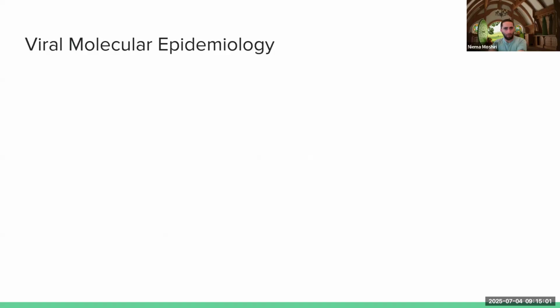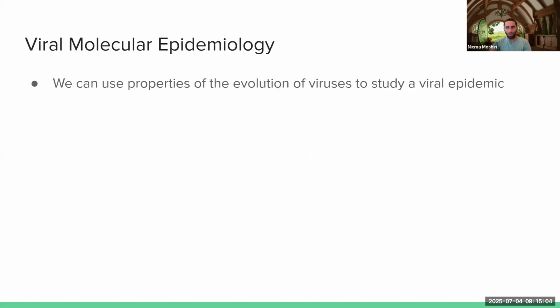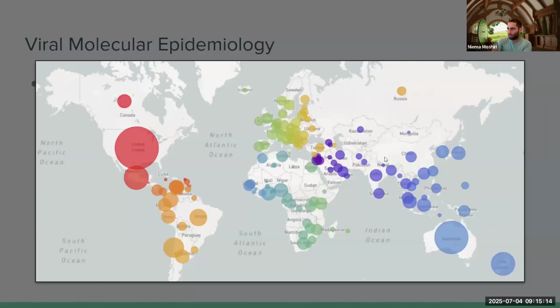So to summarize viral molecular epidemiology, we can use the properties of the evolution of viruses to study a viral epidemic. So we might answer questions like, how did the virus spread across communities or across the world? This is a screenshot from a tool called NextStrain, which is where a lot of COVID sequences were being published as they came out. And each of these samples that we collect, you do a nasal swab, there's a timestamp associated with that. You did this nasal swab on this day at this time. So we can track when these samples got collected across the world, and that can help us see how quickly the virus is spreading in different communities.